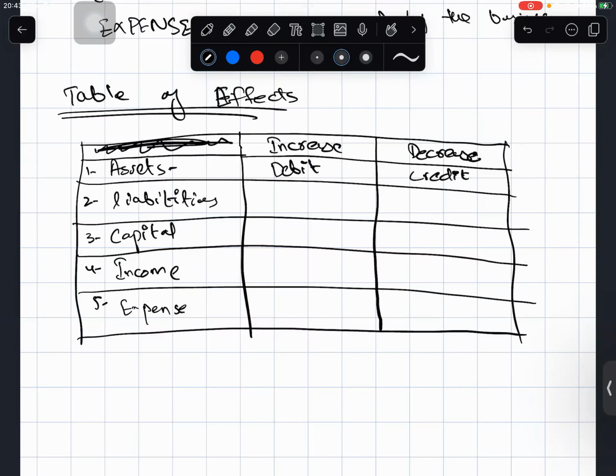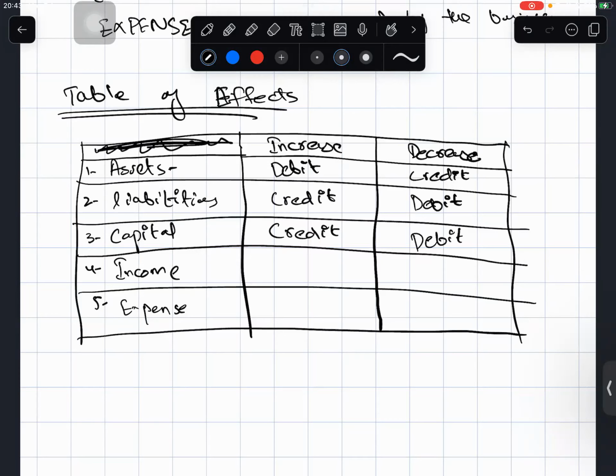For liabilities, it is the opposite. Whenever a liability account is increasing, for example, when we took out that bank loan, which was a liability account, we're going to credit the bank loan account because it was increasing. And whenever a liability account is decreasing, you're going to debit it. For capital, it follows the same rule as the liabilities. If it increases, you are going to credit the capital account. If it decreases, you are going to debit the capital account.